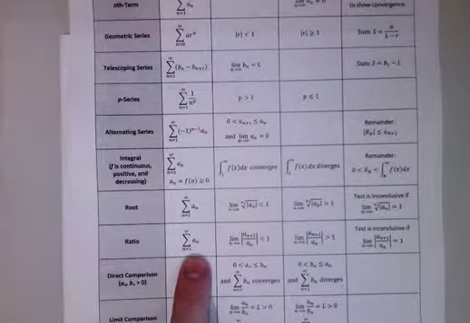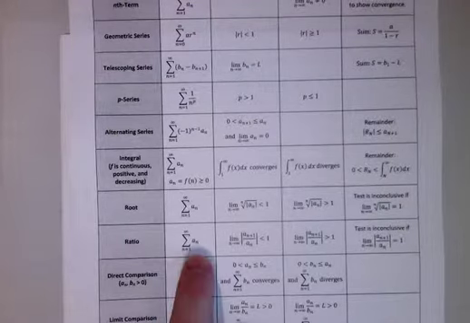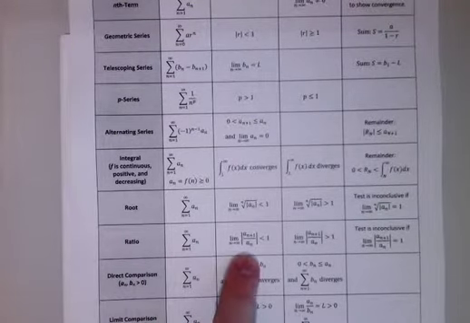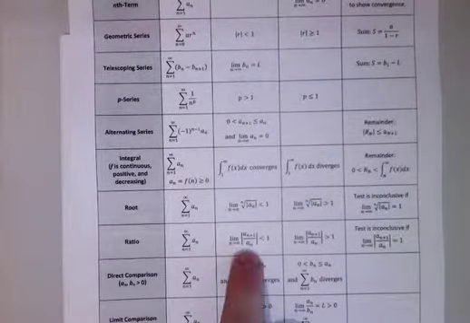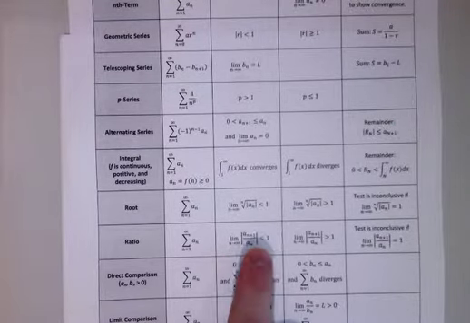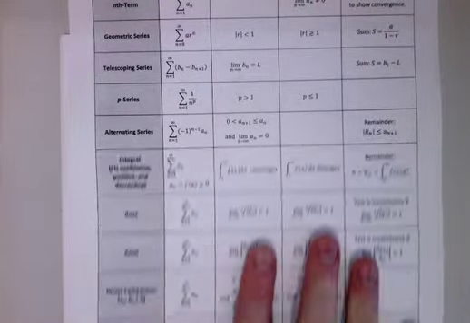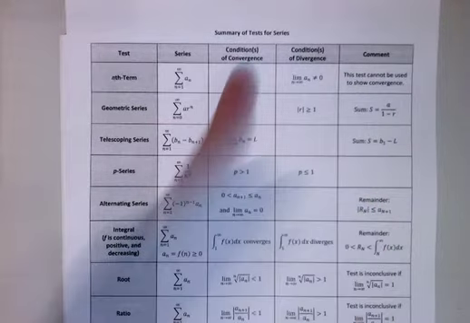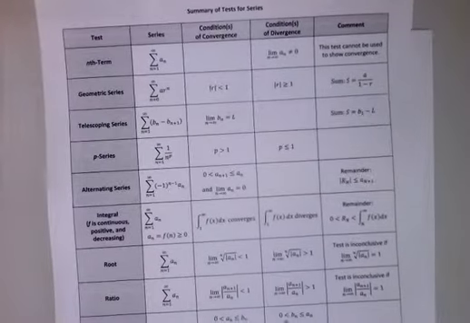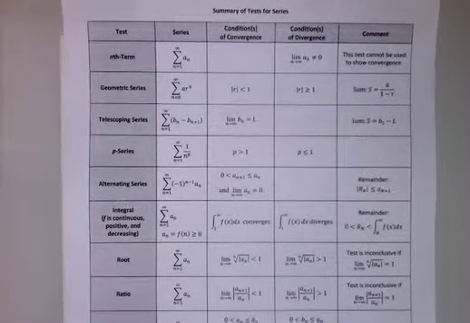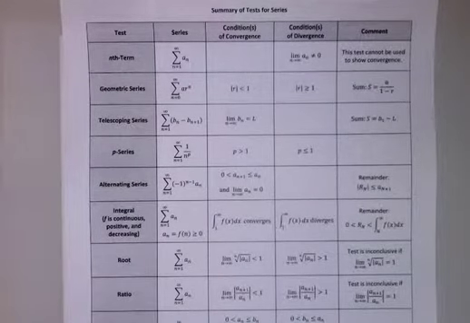If I have the sum from n equals 1 to infinity of a sub n, and I take the ratio a sub n plus 1 over a sub n, and it's less than 1, then it converges. If it's greater than 1, it diverges, and if it's equal to 1, then it's inconclusive. But what we're going to do is take that and bend it to our purposes.